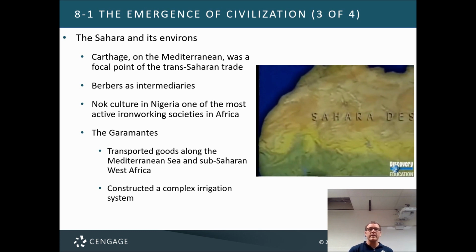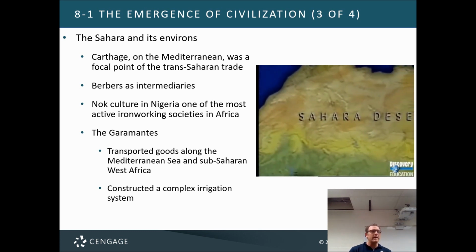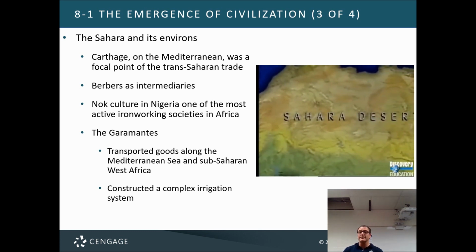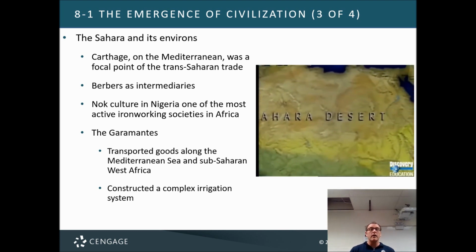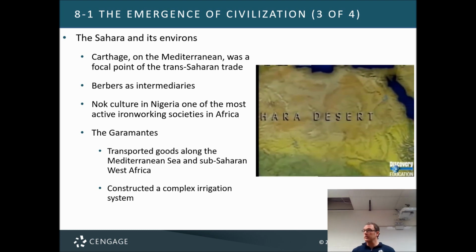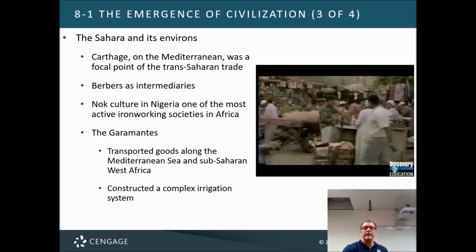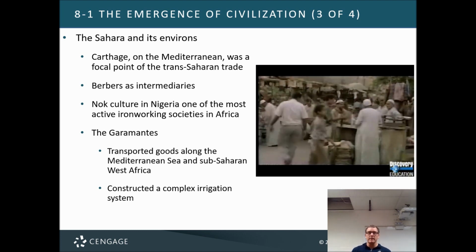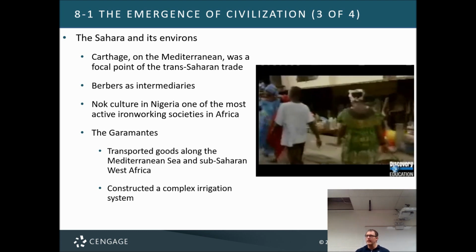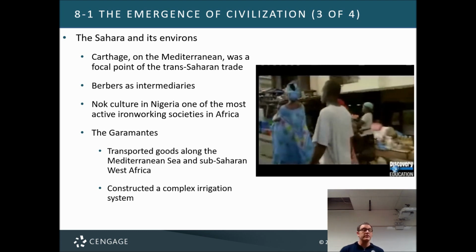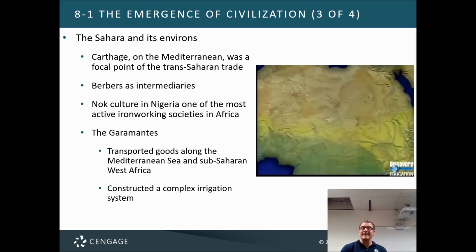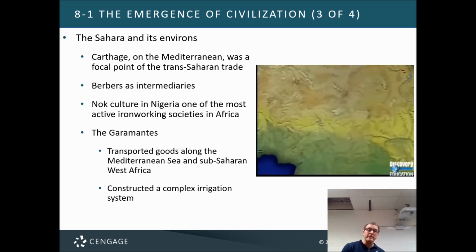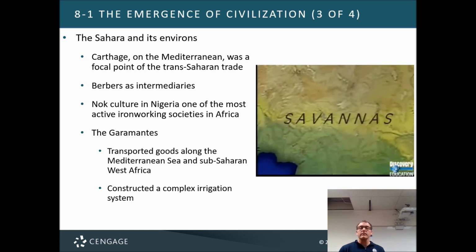So for example, there's the Garamites. They brought salt, glass, metal, and even various oils, and then they would trade these for slaves and gold. And they had a settled community, and they used sophisticated irrigation systems even in this arid region to make use of this land that really experiences such a small amount of rainfall per year.